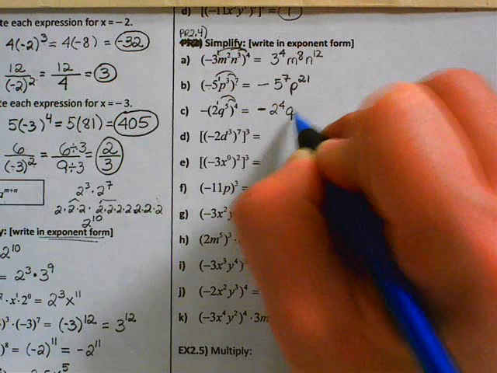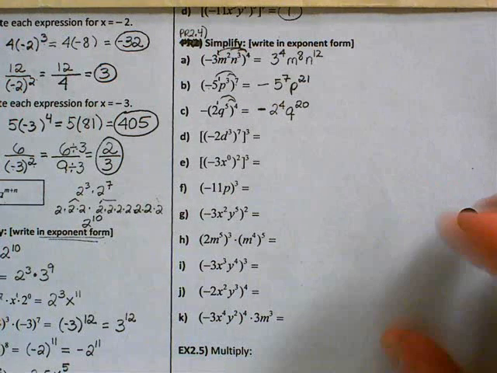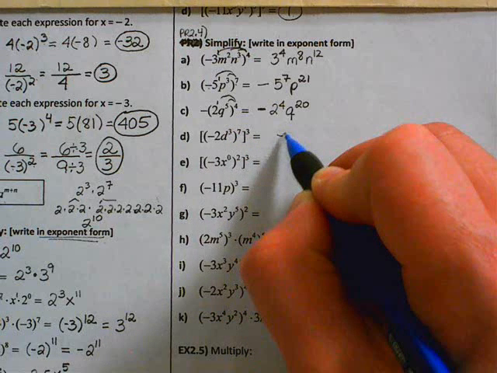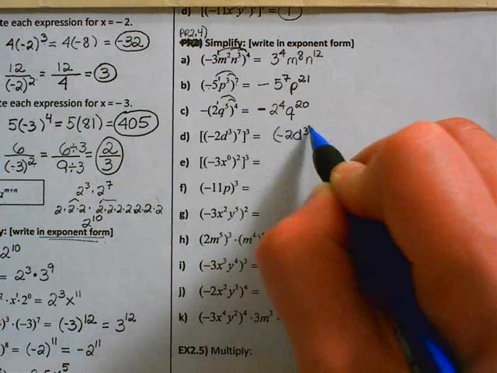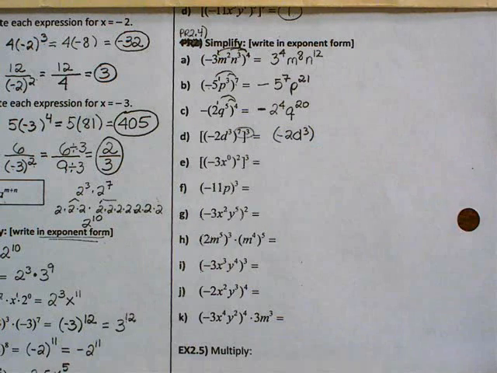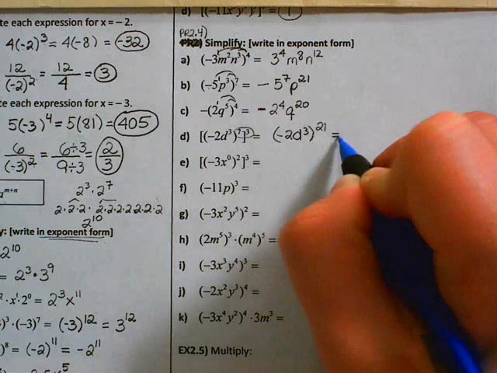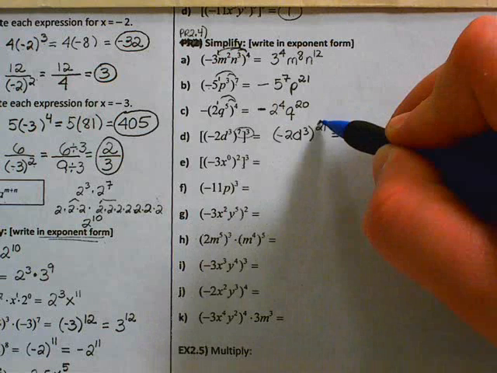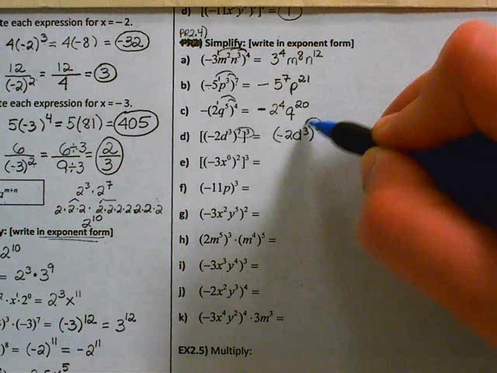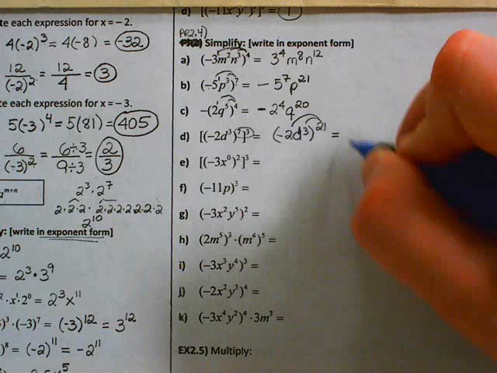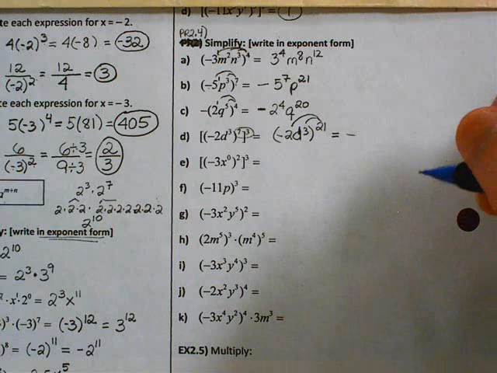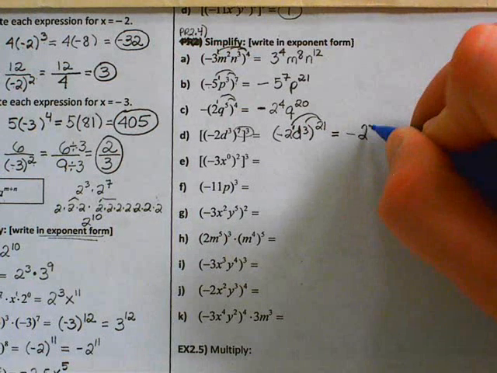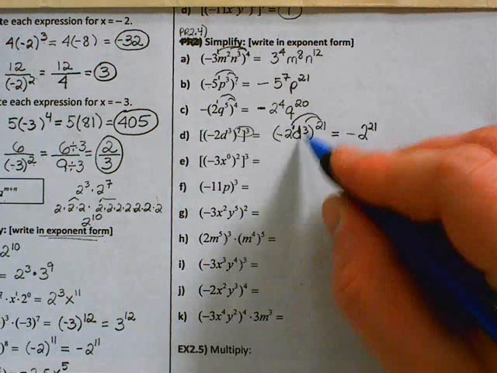Alright, next problem. I'm going to copy the number inside, and we're going to multiply these exponents. So 7 times 3 is 21. Alright, now let's apply this 21 to the inside. So first of all, the negative stays because it's an odd power. There's an invisible 1 here. So 21 times 1 is 21. And 3 times 21 is 63.